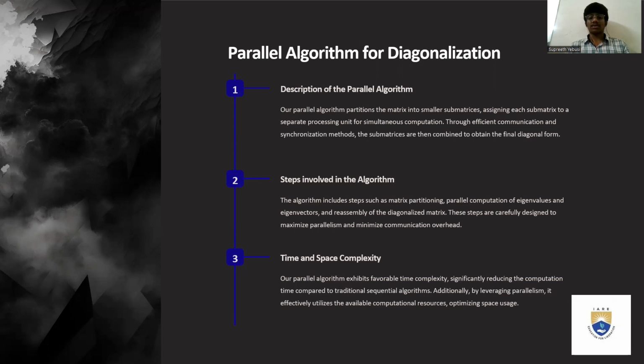Description of our parallel algorithm. Our parallel algorithm partitions the matrix into smaller submatrices, assigning each submatrix to a separate processing unit for simultaneous computation. Through efficient communication and synchronization methods, the submatrices are then combined to obtain the final diagonal form. The algorithm includes steps such as matrix partitioning, parallel computation of eigenvalues and eigenvectors, and reassembly of the diagonalized matrix. These steps are carefully designed to maximize parallelism and minimize communication overhead.